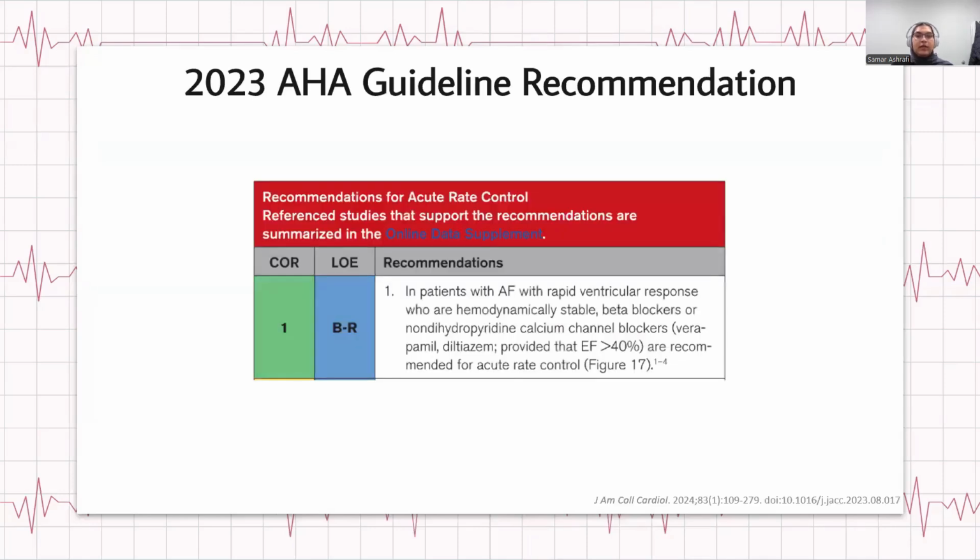The 2023 AHA guidelines actually recommend using either non-dihydropyridine calcium channel blockers, so either diltiazem or verapamil, or beta blockers, providing that EF is greater than 40%. So they don't give a specific indication or patient population that would be beneficial for one or the other.